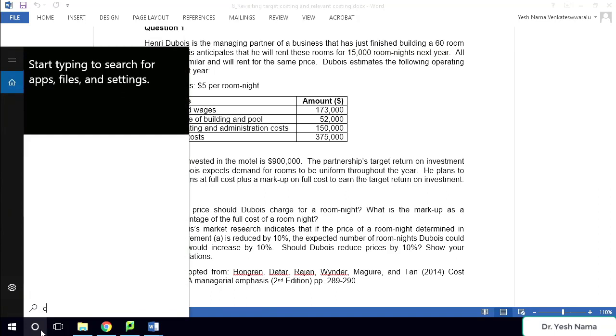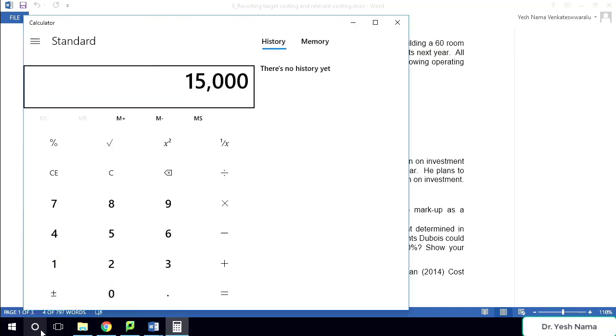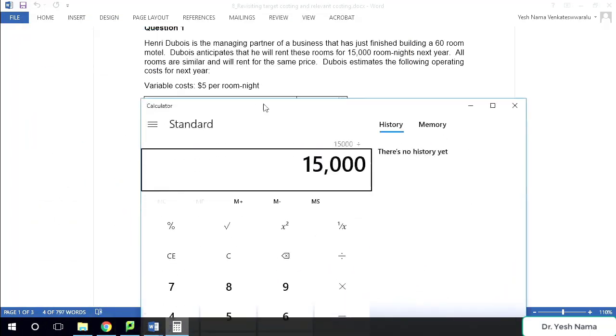So what does this mean? 15,000 room nights, and how many rooms does he have in his motel? 60. 15,000 upon 60 tells us that he expects that each of the 60 rooms will be occupied for about 250 nights a year.